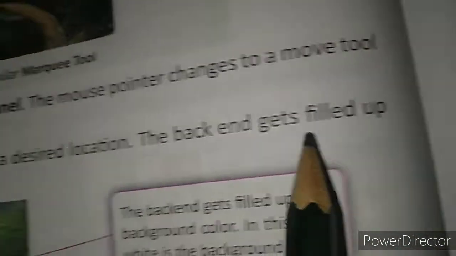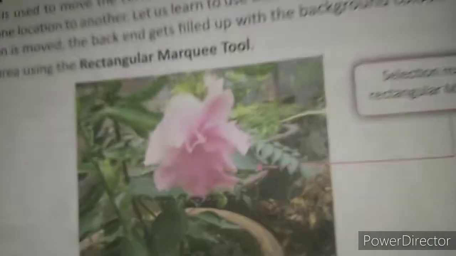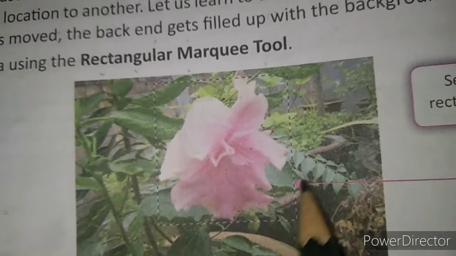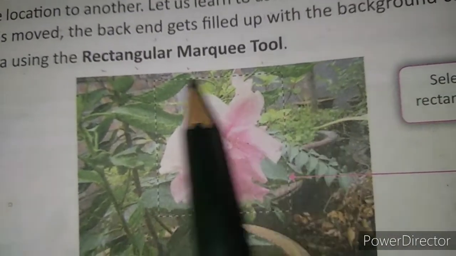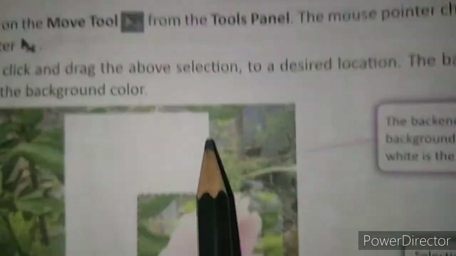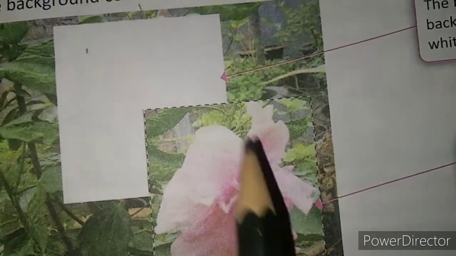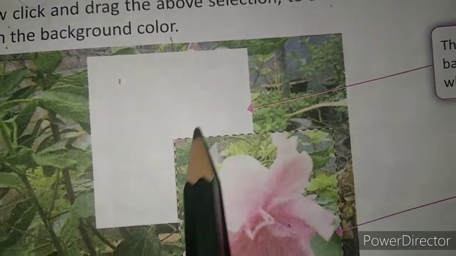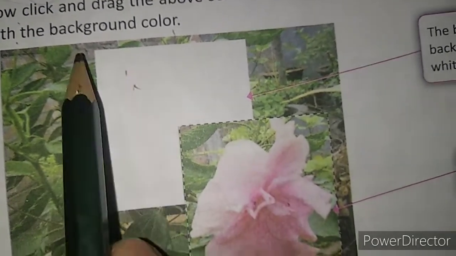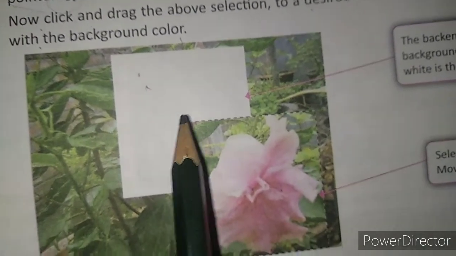The back end gets filled up with the background color. You can see here this rose has been selected using the rectangular marquee tool, and after that using the move tool this has been shifted from this place to this place. Now the empty area here, this whole layer has been shifted from this place to this place. That is why the background color, white, is appearing here.